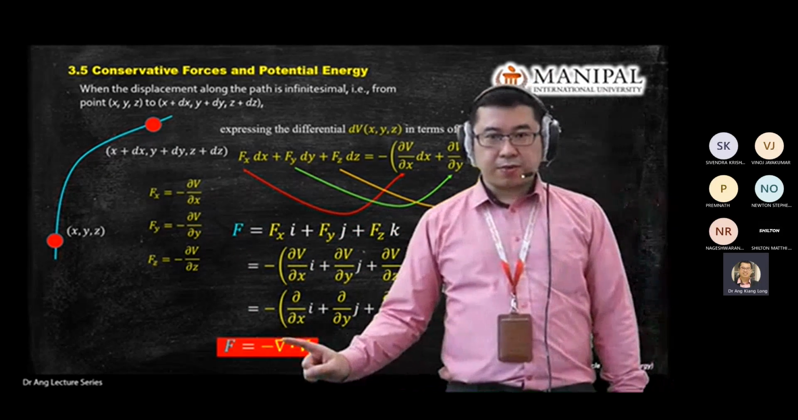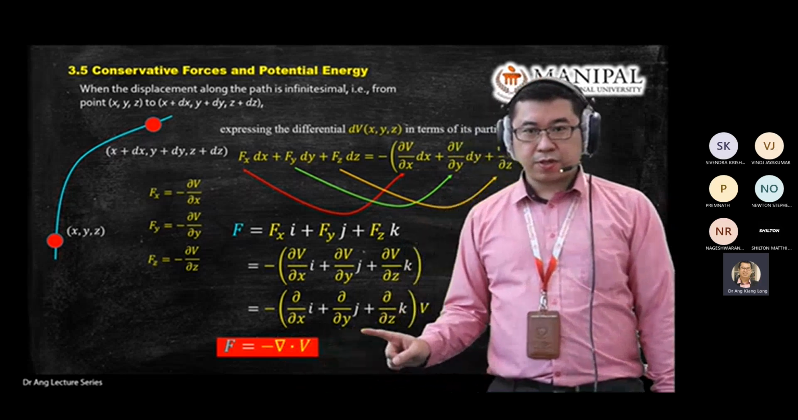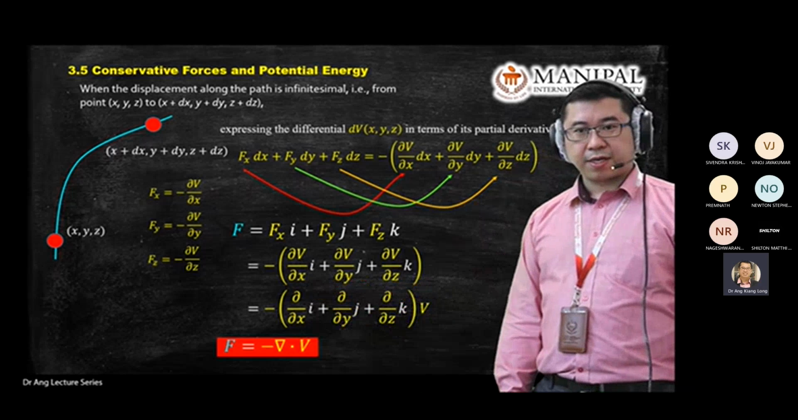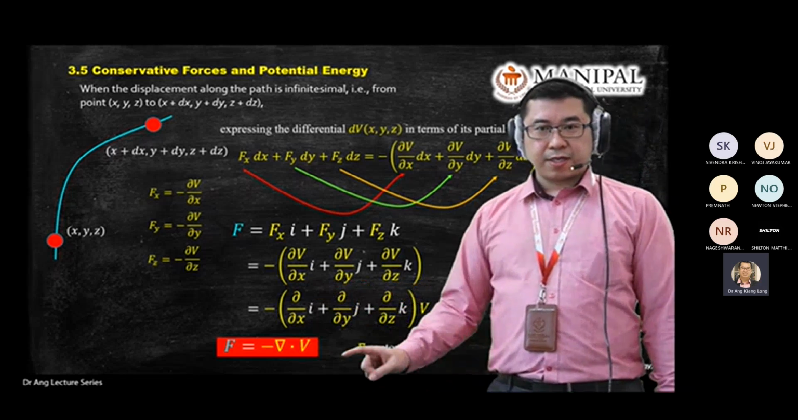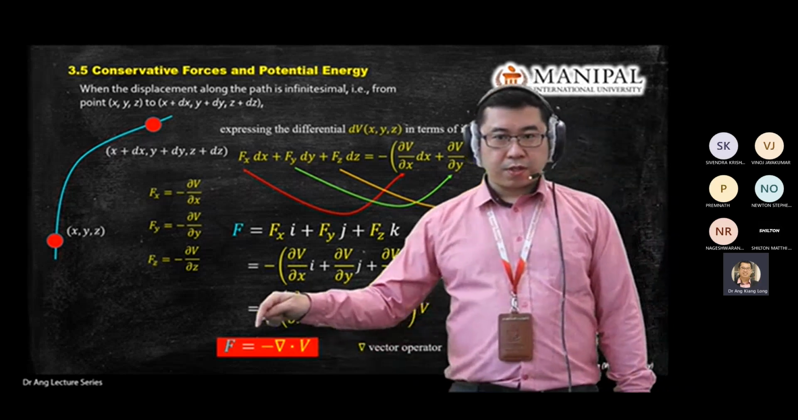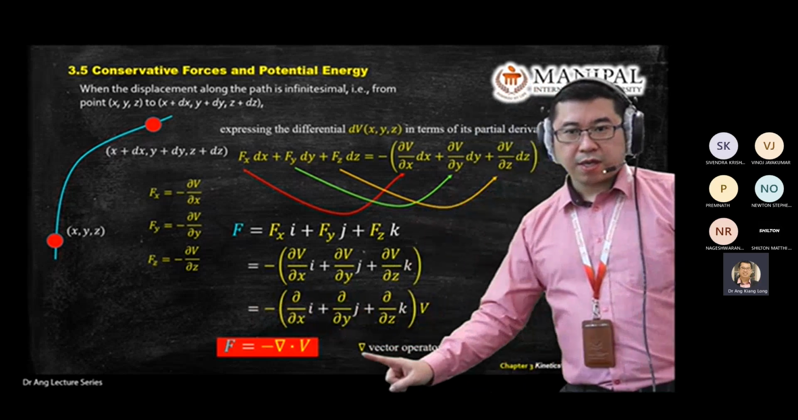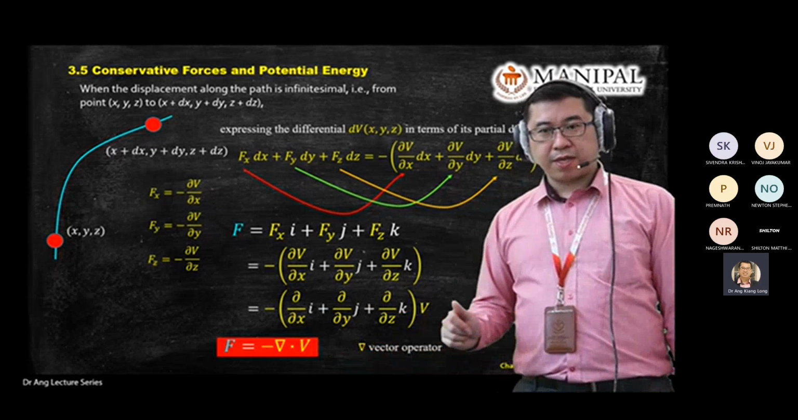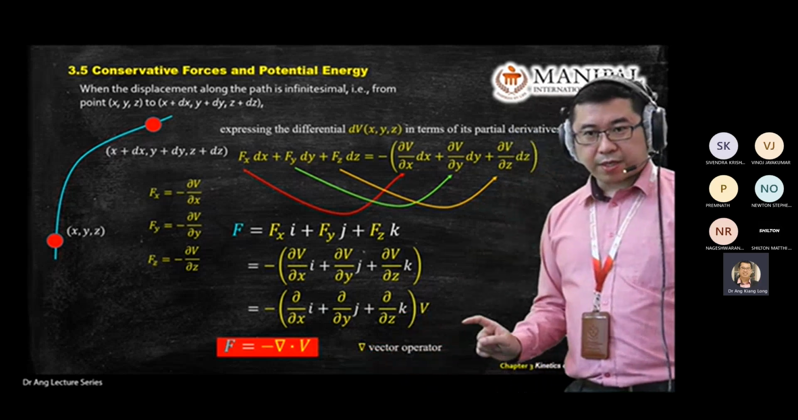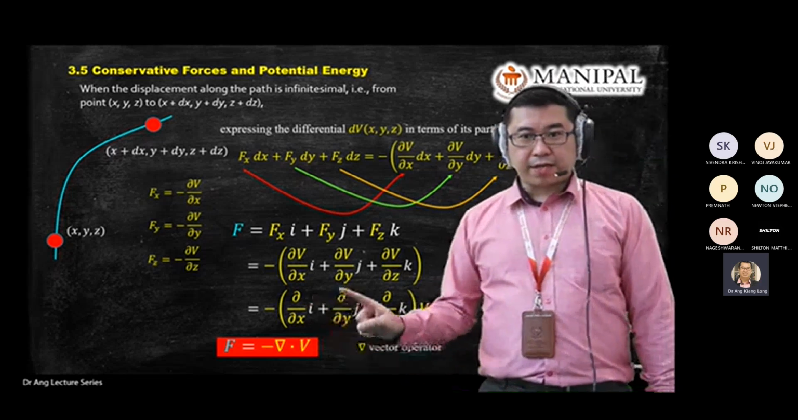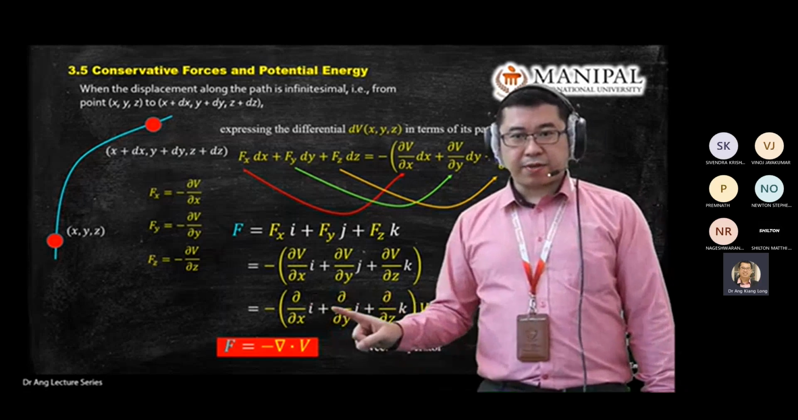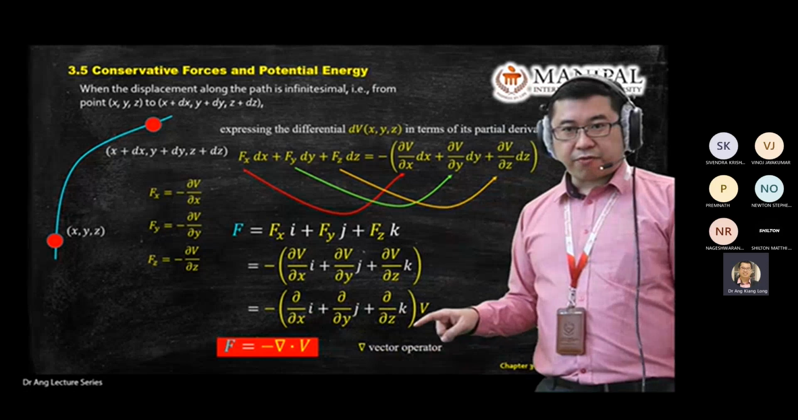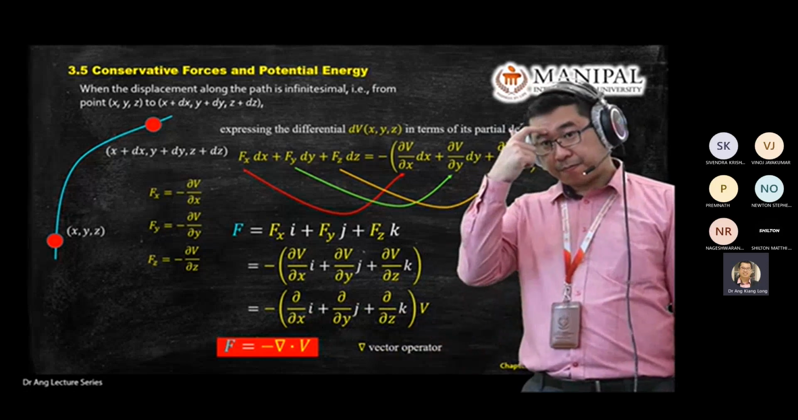This symbol will be used to represent this one, this one, this one. Okay. So this is called a vector operator. This symbol is called the vector operator, which is del x, del y, del z with i, j, k in front or at the back. We call it vector operator.